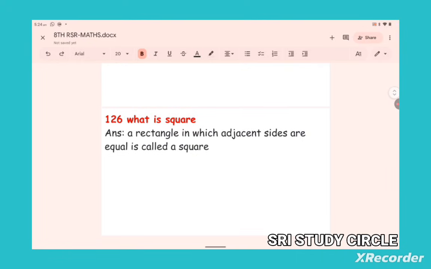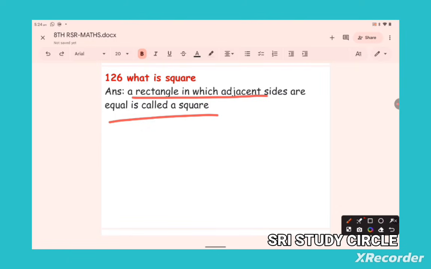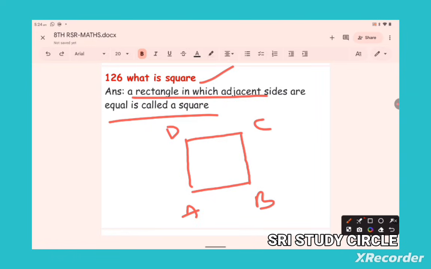Now, what is a square? A rectangle in which adjacent sides are equal is called a square. Or a rhombus which contains one interior angle of 90 degrees is called a square. Square means all sides are equal, opposite sides are parallel, opposite angles are equal, but each angle is 90 degrees.